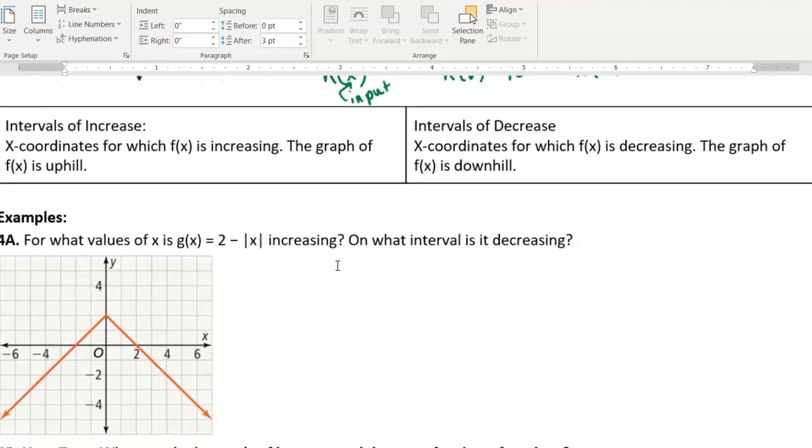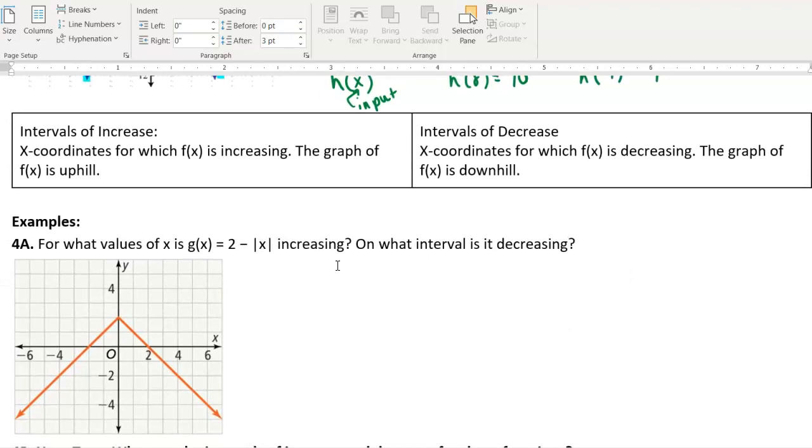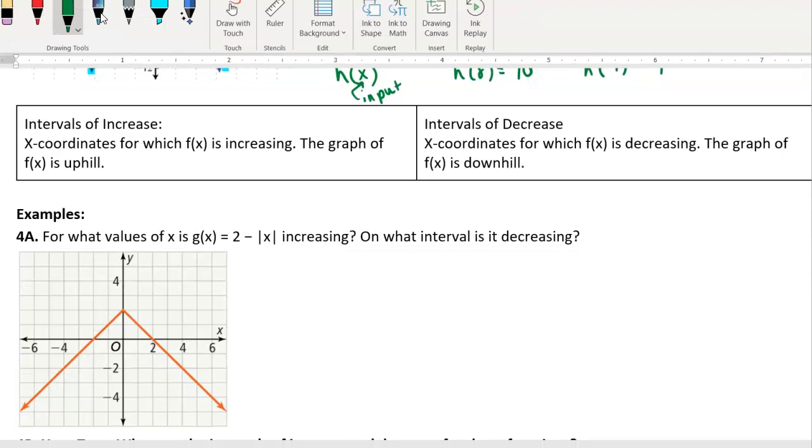Let's talk about intervals of increase and intervals of decrease. Now, for intervals of increase, what we're looking for is where this graph is increasing from left to right. If it's decreasing, we're going to be describing that using the x coordinates for where the function is going down from left to right. So in this graph, when we read it from left to right, we see that it's increasing until it gets to that point, and then after that point, it's decreasing.